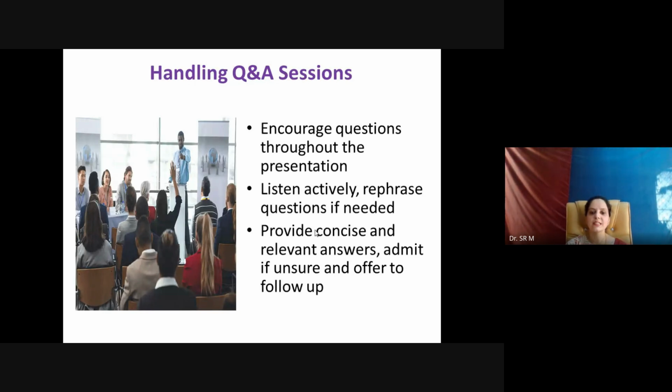Then, provide concise and relevant answers. Admit if unsure and offer to follow up. See, offer clear and concise responses that address the substance of each question, right? While we also must have in mind the time constraints, and we also have to maintain the focus on whatever is the objective of our presentation.